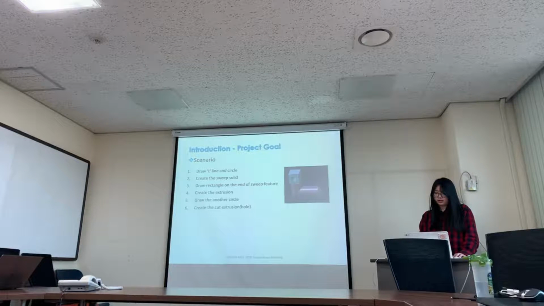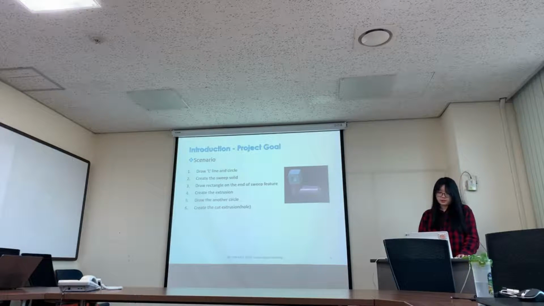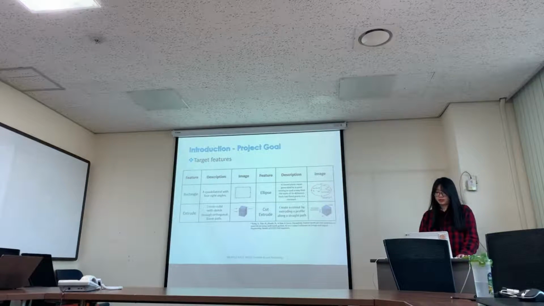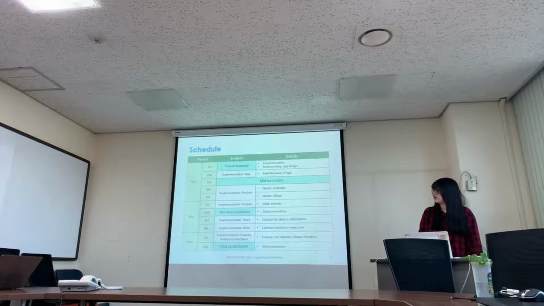This is our scenario. This scenario includes extrusion, cut extrusion, and sweep, but there was difficulty implementing all of them, so we reduced the target features. So this is the final target features. In sketch, there are rectangle and ellipse, and in solid feature, there are extrude and cut extrude. Then this is our job allocation, and this is our final schedule.